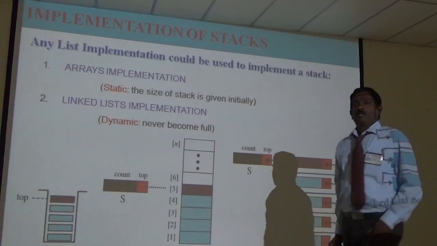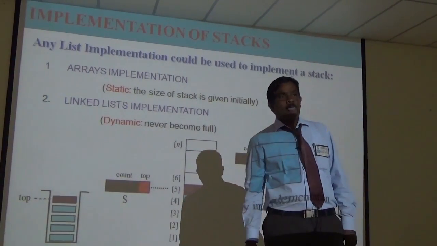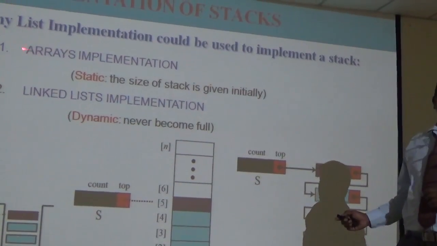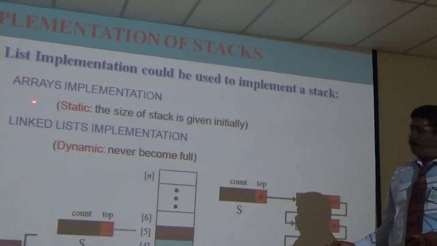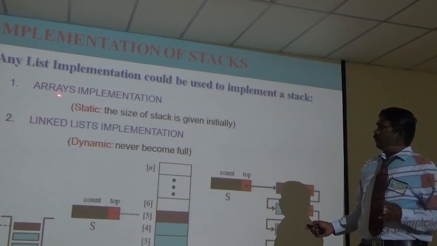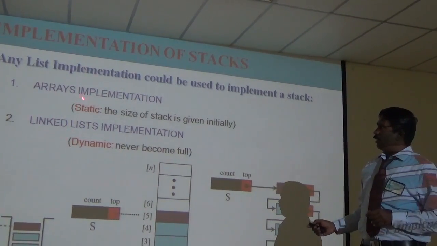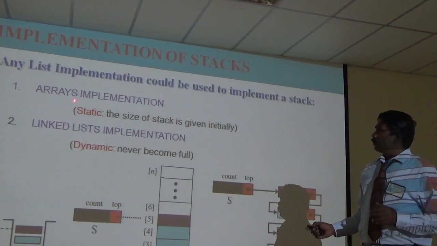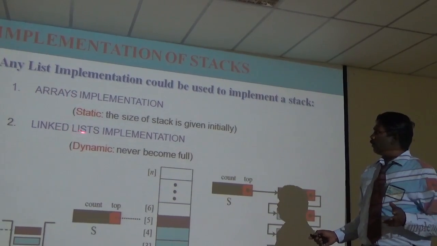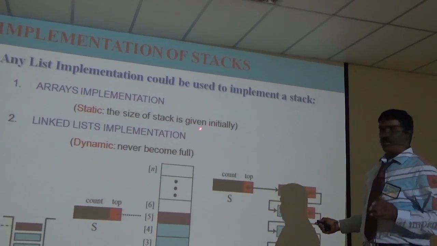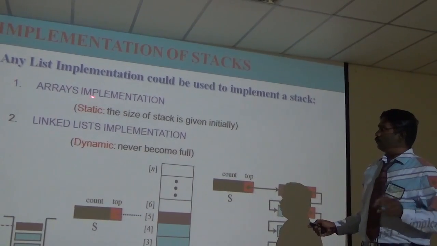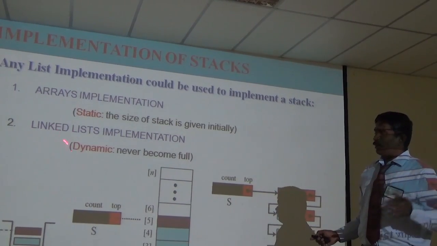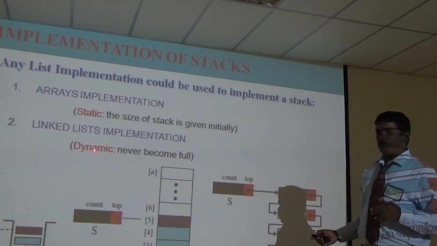So next is how to implement the stack. You can implement the stack data structure using a list. A list may be an array list or a linked list. The difference between them is that an array is a static data structure, whereas a linked list is dynamic. So the array is a fixed one: the size of the stack is given initially before use. But with a linked list, it never becomes full because it is dynamic. You can add as many elements as you need.